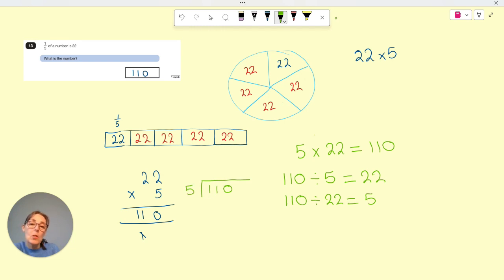How many 5s fit into 1? They don't. Cross it out and carry what you haven't used. How many 5s fit into 11? Well, 2 times 5 is 10, but that says 11, so there's 1 left over. How many 5s fit into 10? 2. So I've proved that 1/5 of a number is 22 and 1/5 of 110 is 22. Well done.